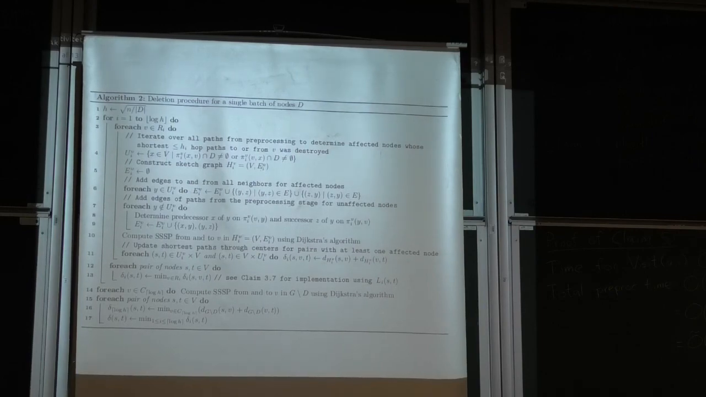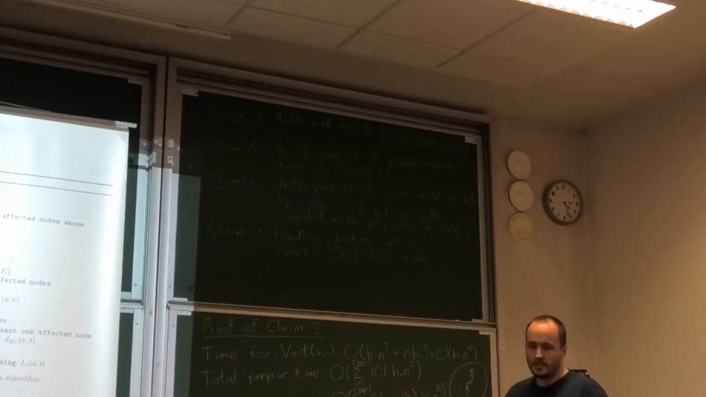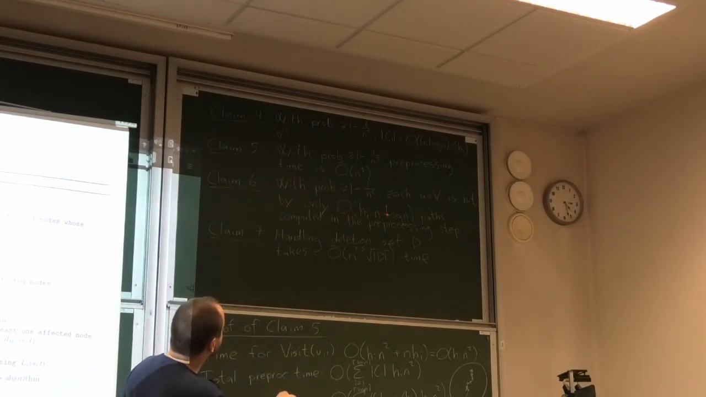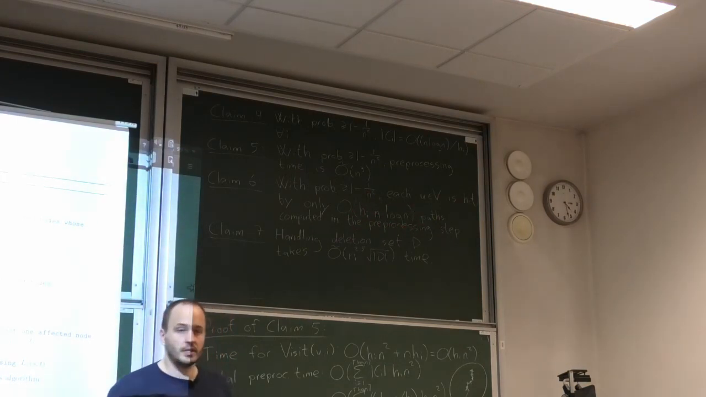So let's just take claim 6 first. Claim 7 bounds the time for this code here. So what does claim 6 say? It says with high probability each vertex U is hit or is intersected by only this many paths computed in the pre-processing step. So the paths I'm talking about here are these pi IV paths that we constructed using Bellman-Ford. And claim 6 says that with high probability, no matter what vertex you take, there's only this many paths from the pre-processing step that go through that vertex. Do you see why that is the case?